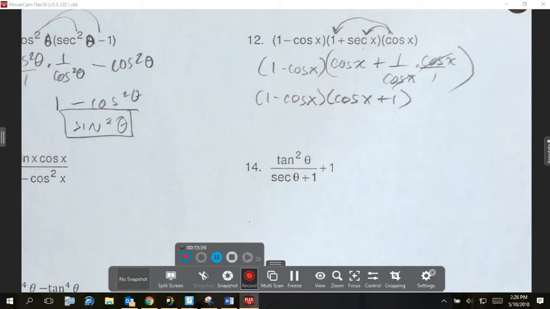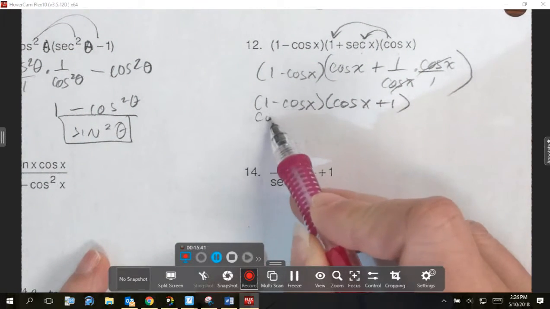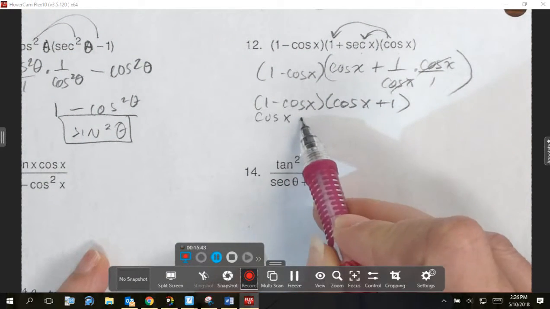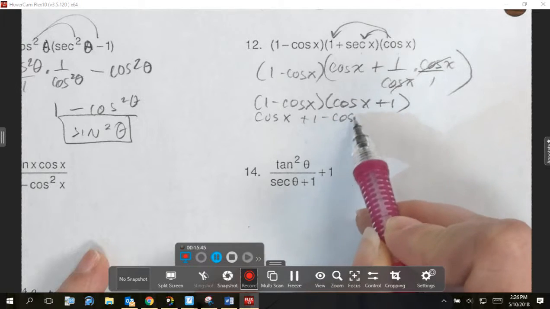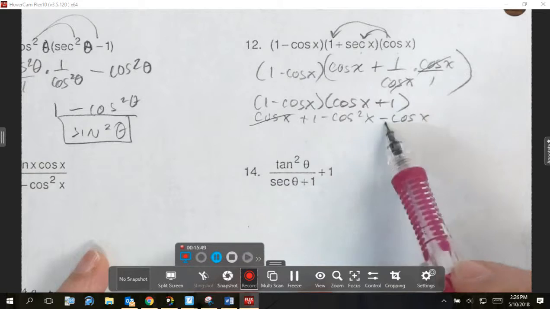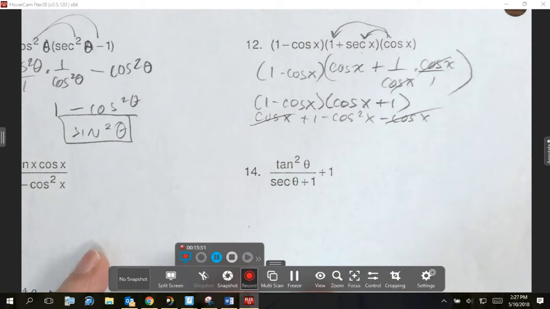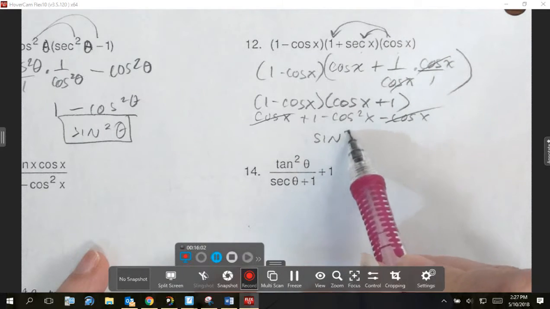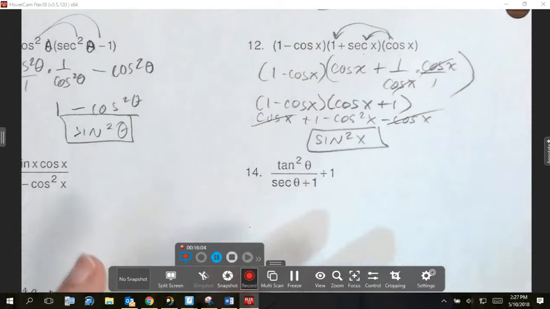You FOIL them? Yeah. So we get cosine x plus 1 minus cosine squared x minus cosine x, which the first and last terms will cancel each other out. So we have 1 minus cosine squared x. What is that? It's only the 6th time it's been on the same worksheet, sine squared x.